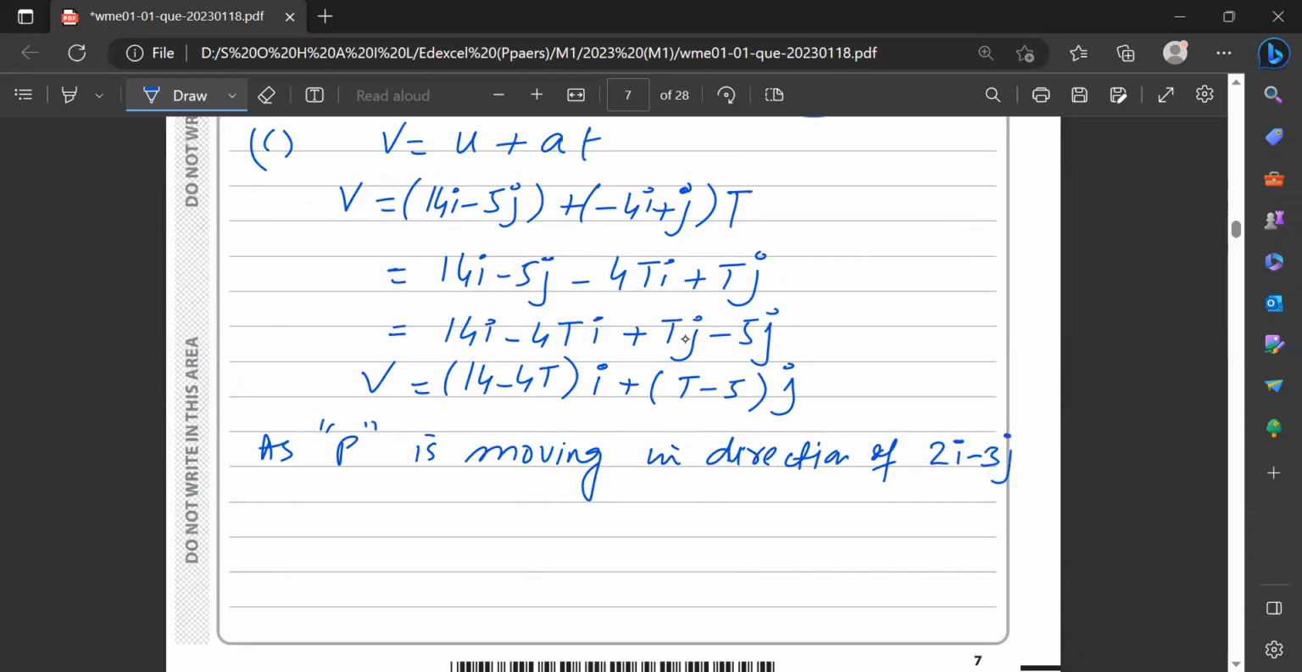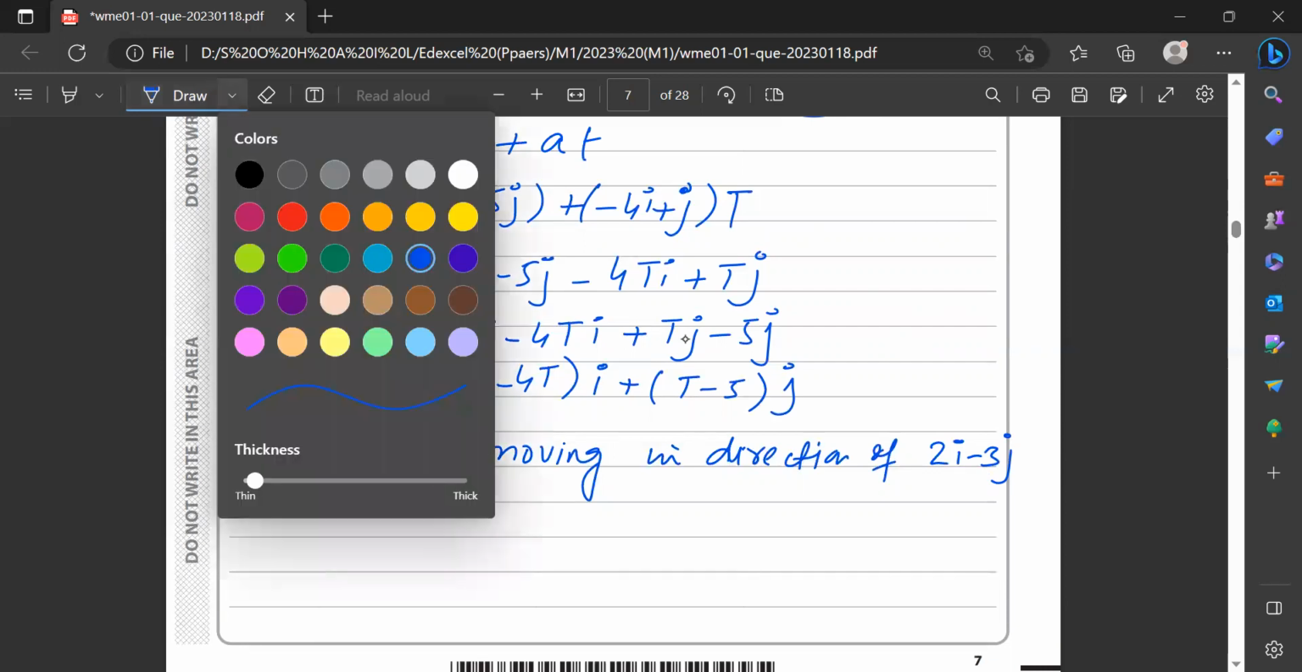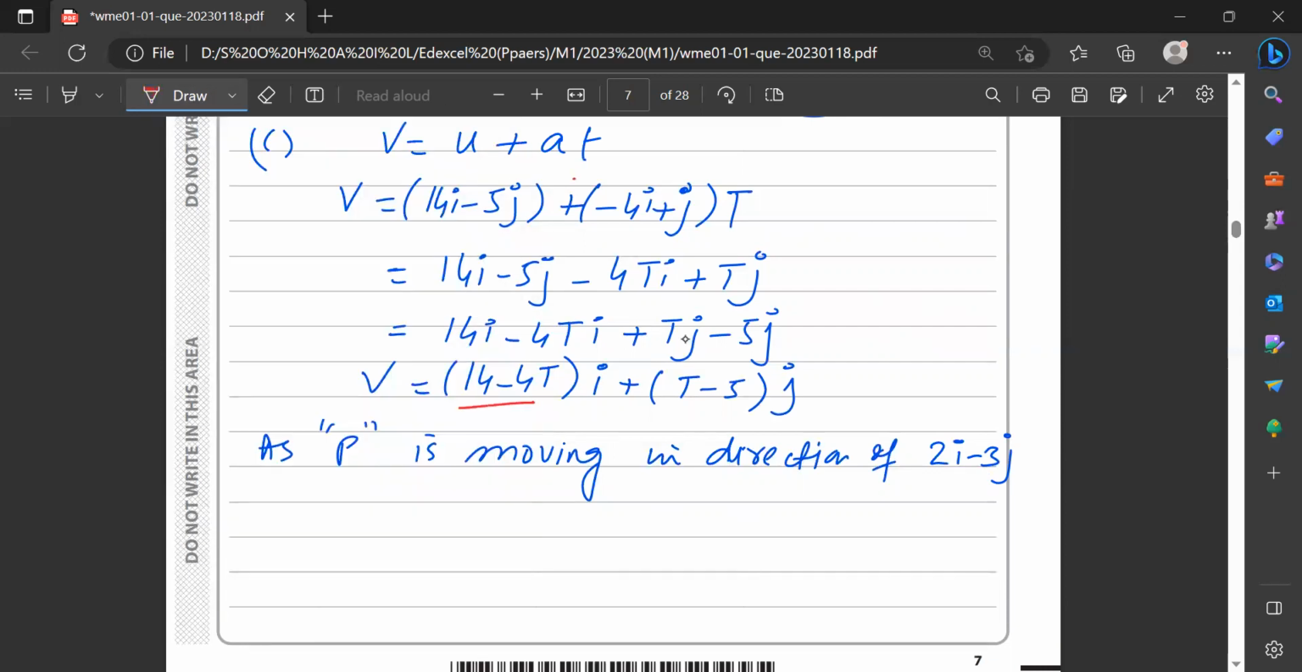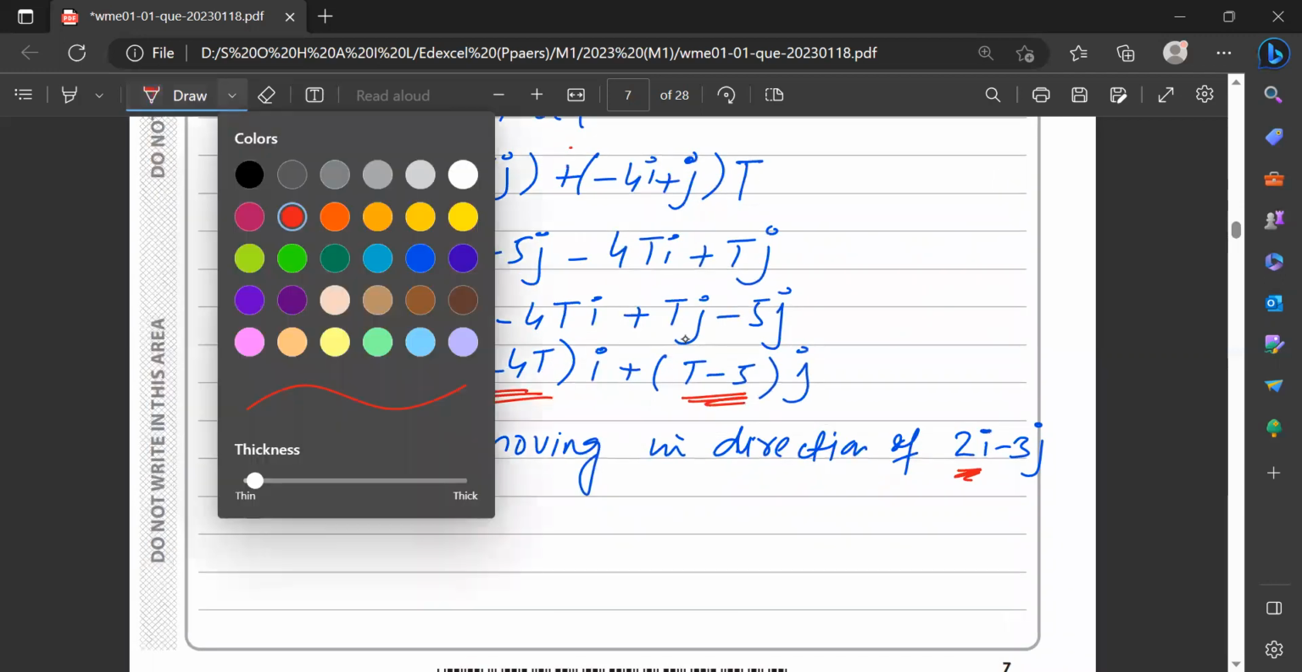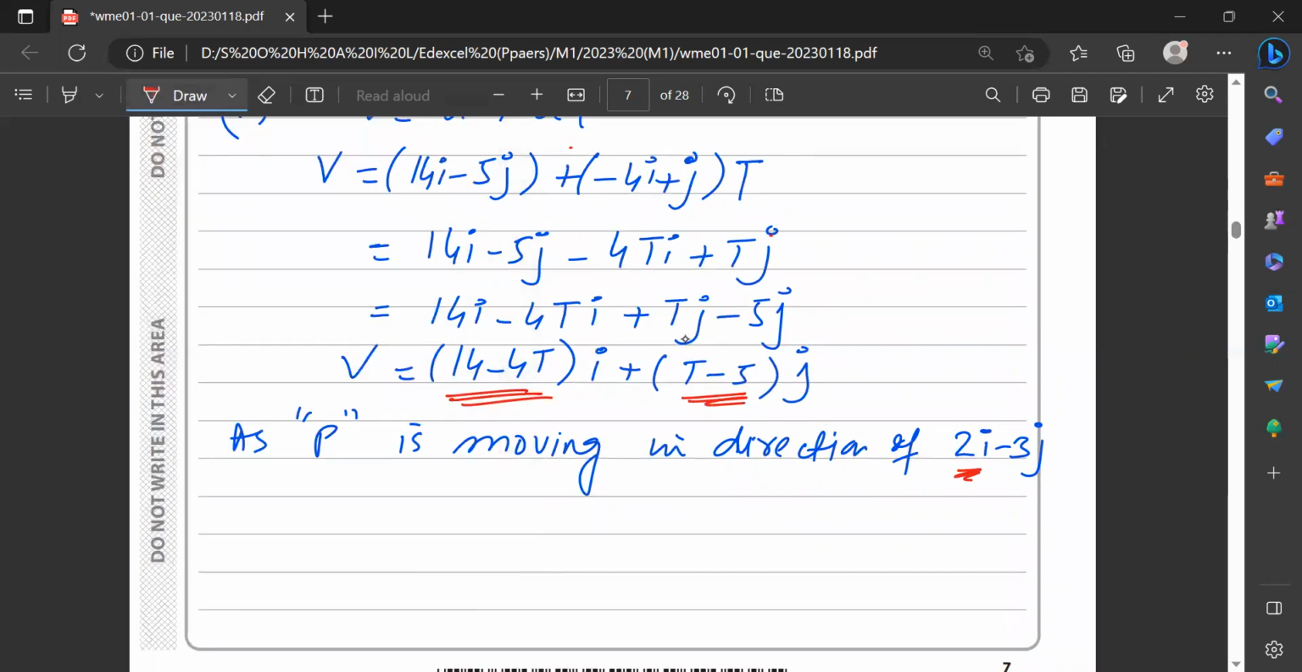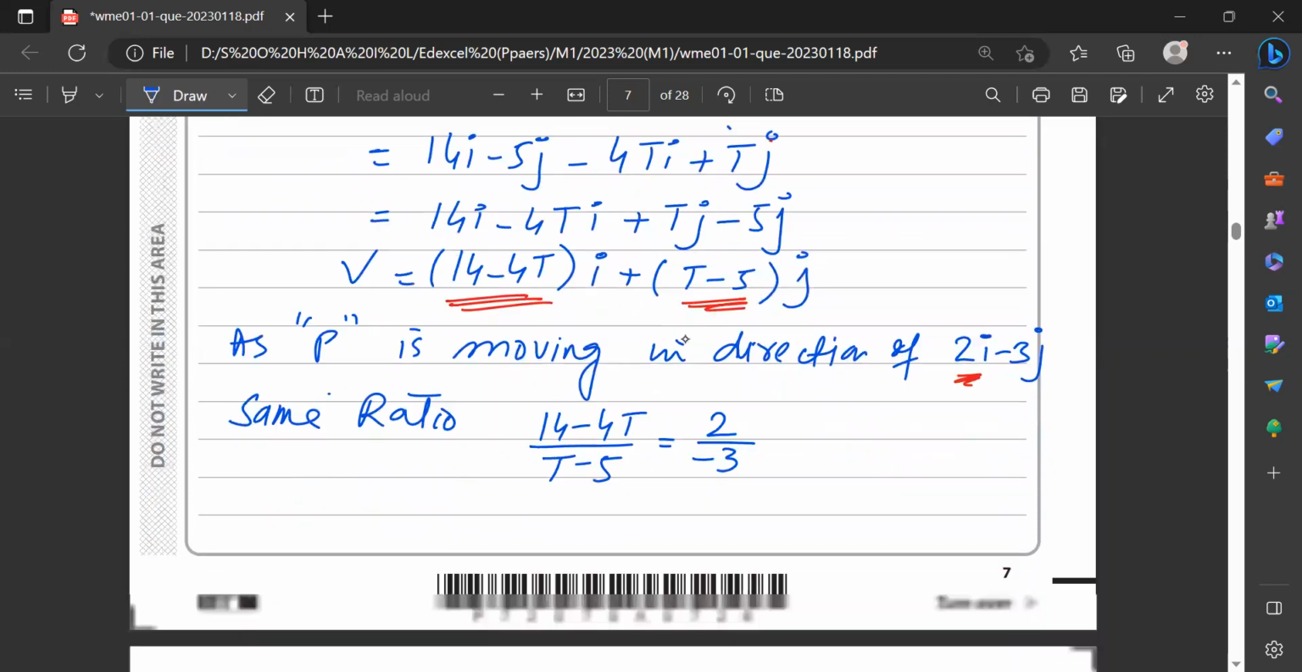Moving in the direction means they are parallel. So you can use the concept of ratio for parallel vectors. You can divide i by i; the ratio is the same. Ratio same means the ratio of i to j is the ratio of i to j of the direction. Same ratio means (14 minus 4t) over (t minus 5) is equal to 2 over minus 3.